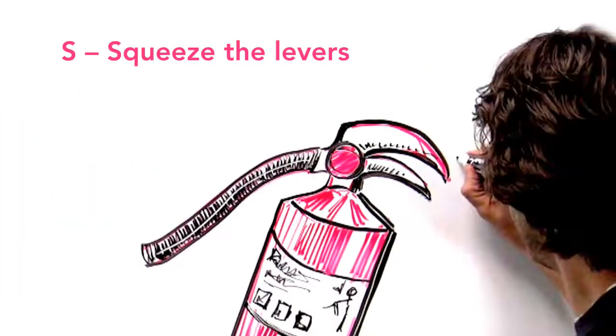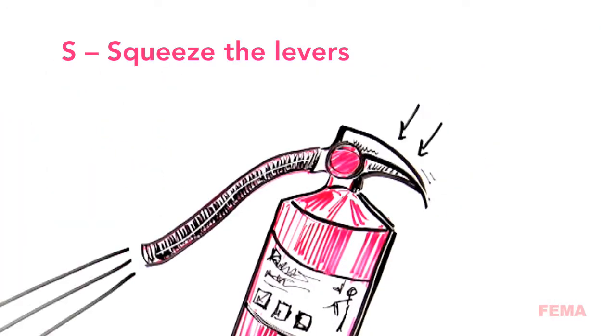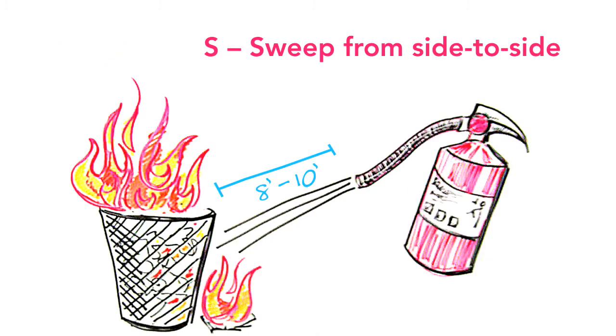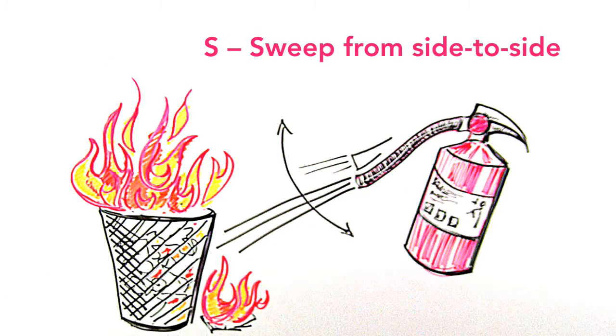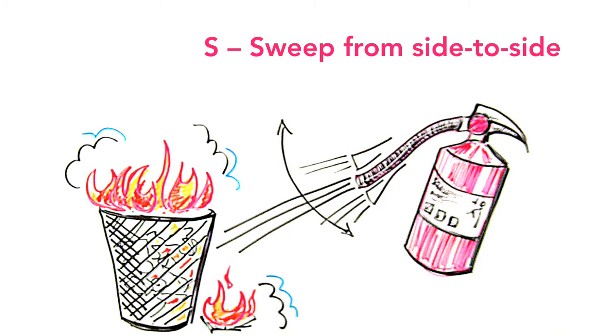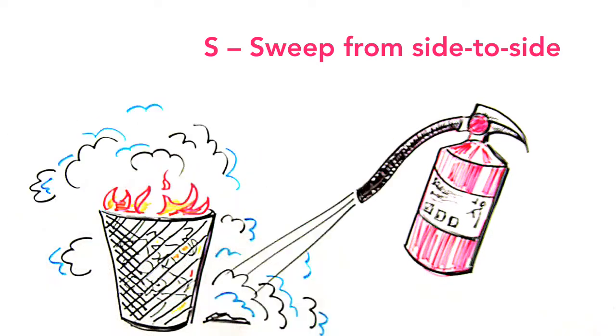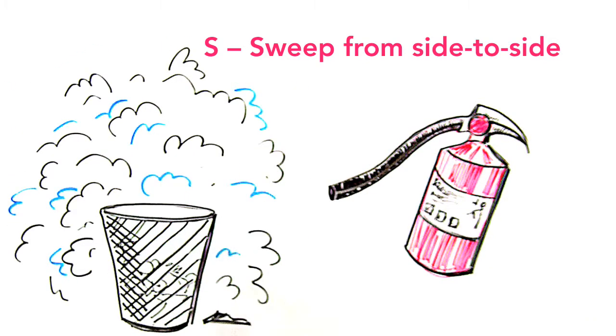Once the nozzle is aimed at the base of the fire, squeeze the levers together to begin discharge of the fire extinguishing agent. Maintain your distance from the fire and sweep the nozzle from side to side, sweeping 3 to 6 inches beyond the right and left edges of the fire. Discharge the extinguisher until contents are exhausted to prevent reignition. Move around the fire to confirm it is completely extinguished.